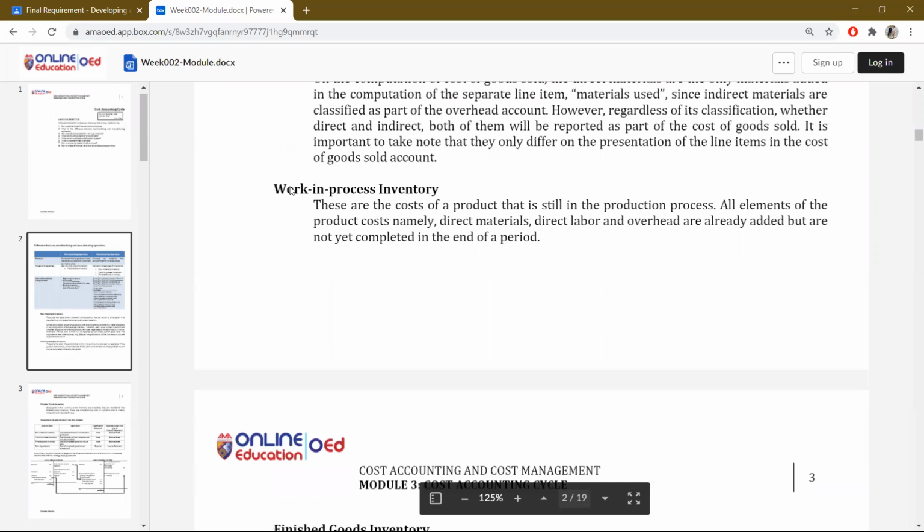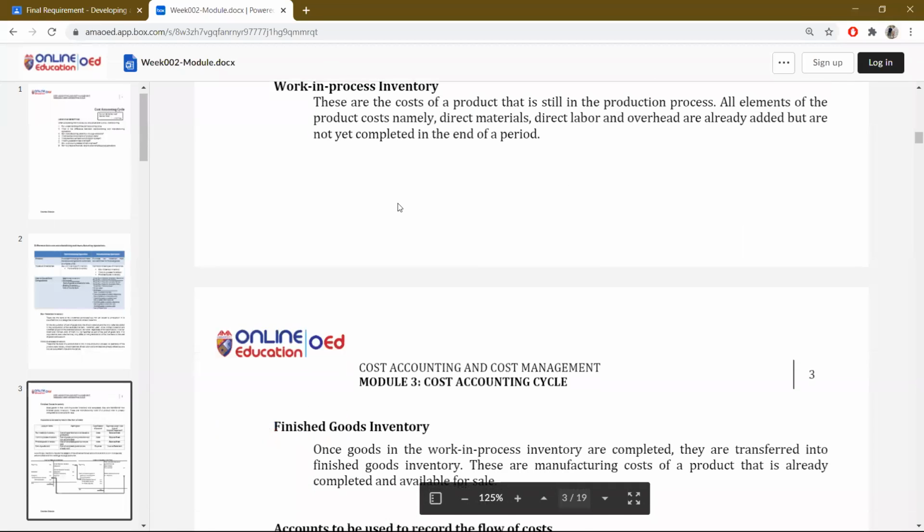Okay. Work in process inventory, these are the costs of a product that is still in the production process. So, as I said earlier, we are converting it into the final output that we are going to sell to our customers. All elements of the product cost, namely direct materials, direct labor, and overhead, are already added but are not yet completed at the end of a period. So that is what we call the work in process inventory.